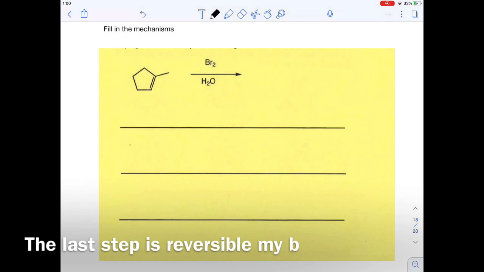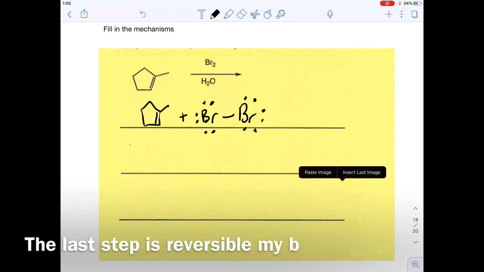Finally is a review of a mechanism that we have done many, many times, but it's worth going over just so you guys don't forget it. So I'm going to be doing this mechanism in full with all of the lone pairs and correct arrows.